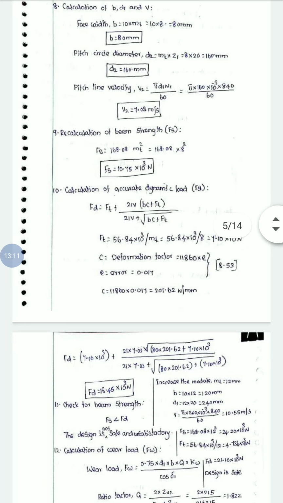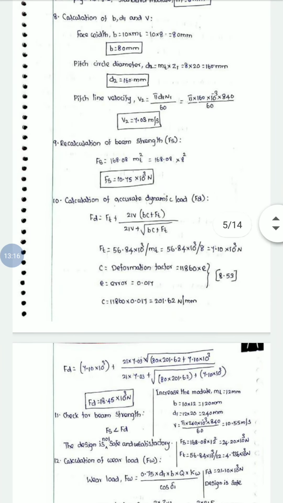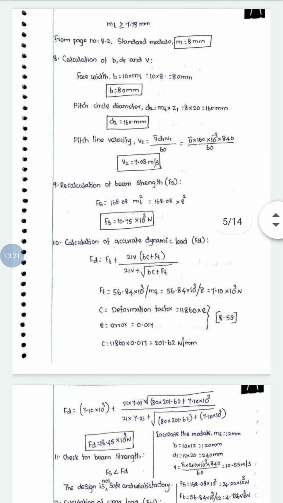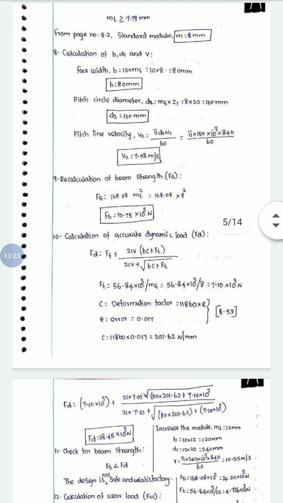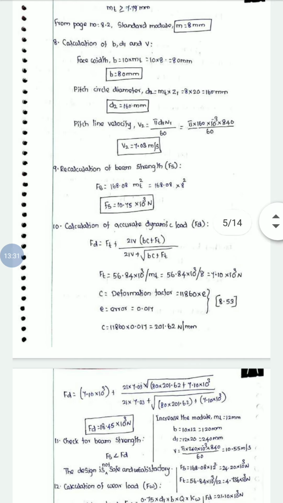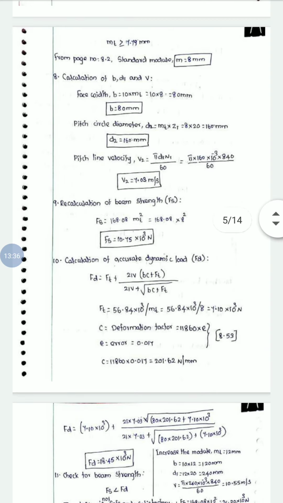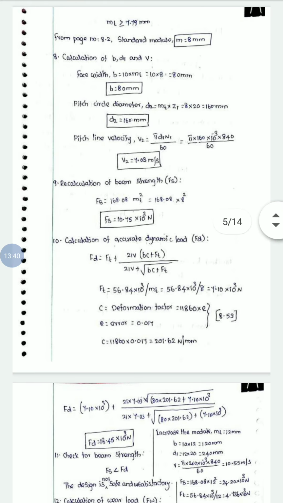The next step is to find out B, D and V. B is the face width, D is the pitch circle diameter, and V is the pitch line velocity. We already assumed that B is equal to 10 times the transverse module, so 10 into 8 is equal to 80 mm. Then we find the pitch circle diameter, D2, that is MT into Z1, that is 8 into 20, which is equal to 160 mm.